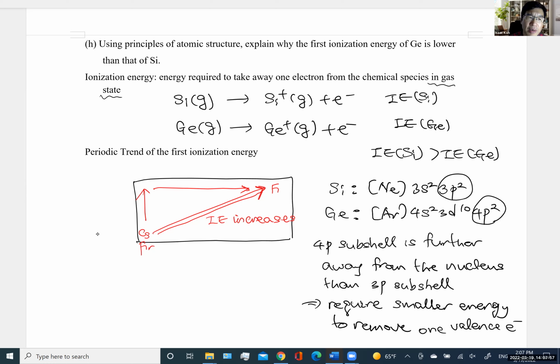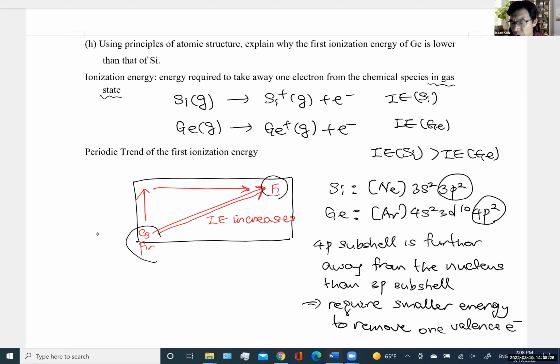Then let's look at the periodic trend of the first ionization energy. First ionization energy is highest for fluorine on the non-metal side. Non-metal wants to gain electron to attain the stable electron configuration called the octet. So if we want to take away, non-metals want to gain electron, but we are going opposite of the tendency. Take out electrons, it requires high amount of energy.